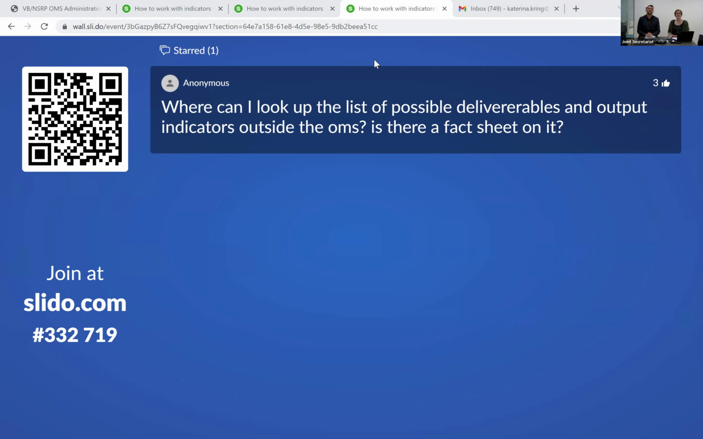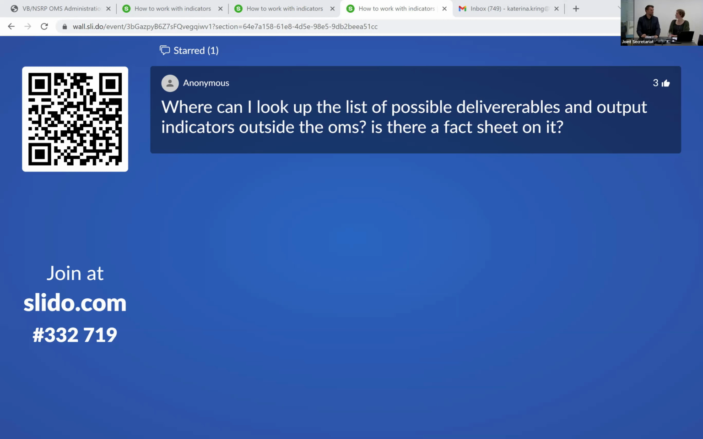Where can I look up the list of possible deliverables and output indicators outside the OMS? Is there a fact sheet on it? Very good question. Yes, it's fact sheet 22, and you can find the list of 6 deliverables in there, plus the 3 output indicators and also the respective result indicators.